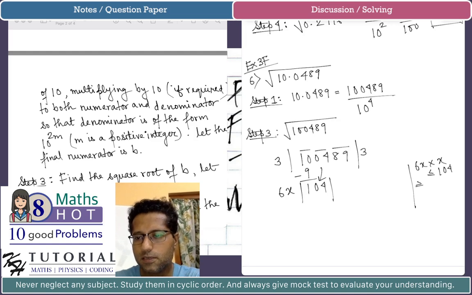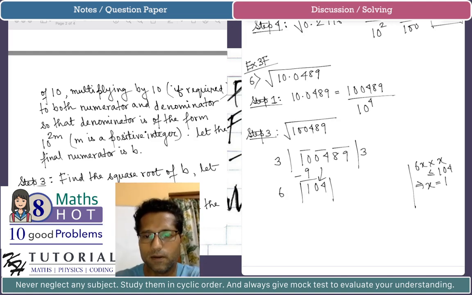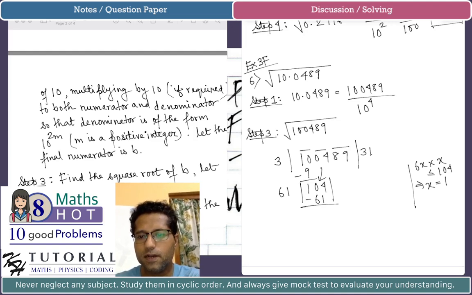has to be less than or equal to 104. So we can clearly see that x will be 1. I am putting x equals 1. 1 also needs to be appended to the quotient, 31. Now 61 into 1 is 61. That needs to be subtracted from the current dividend. So we have 104 minus 61, which is 43. Now we bring down the next period, that is 89, and the new dividend becomes 4389.